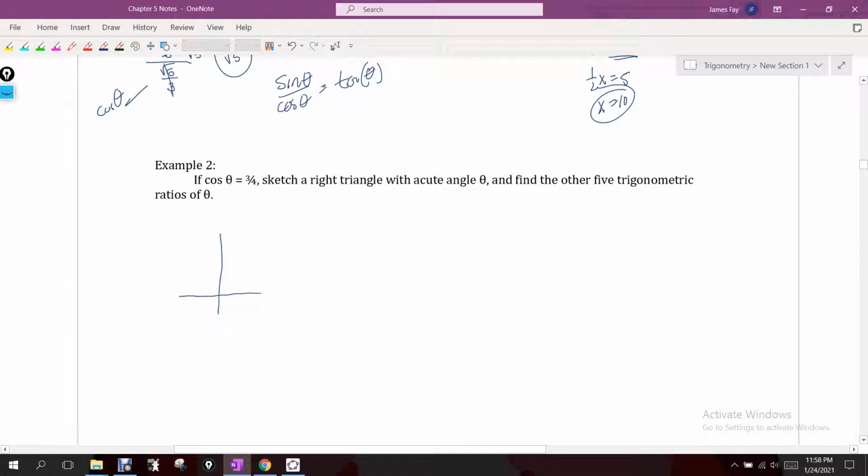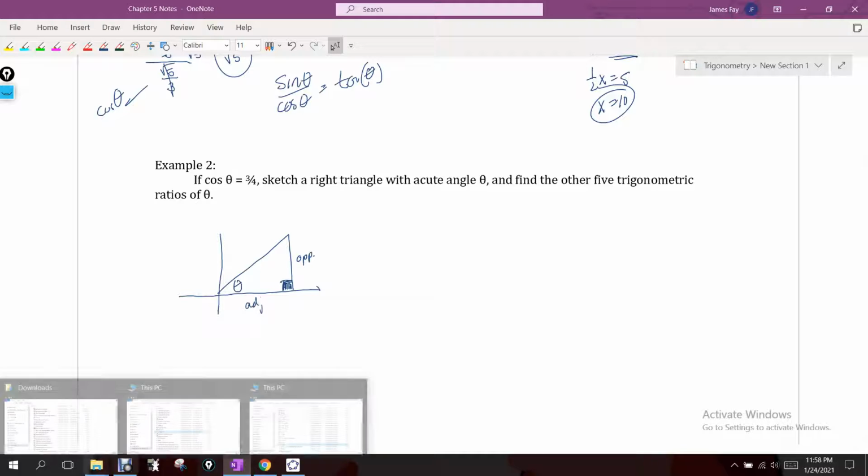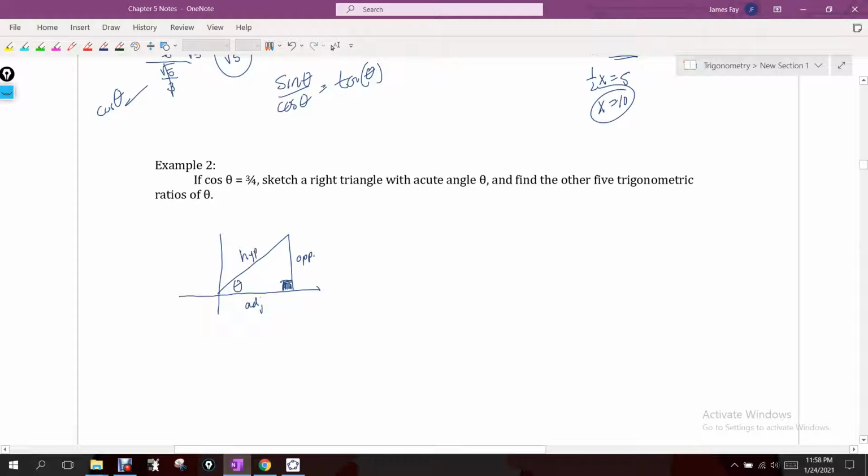is that we have some triangle, and I like to draw my triangles in the coordinate plane here. If I have some theta, it has to be one of my acute angles on my right triangle. I'll never use my 90-degree angle as theta, because it doesn't make sense to find out what would be opposite and adjacent to a 90-degree angle. So this is opposite theta. This is adjacent. And this is the hypotenuse.